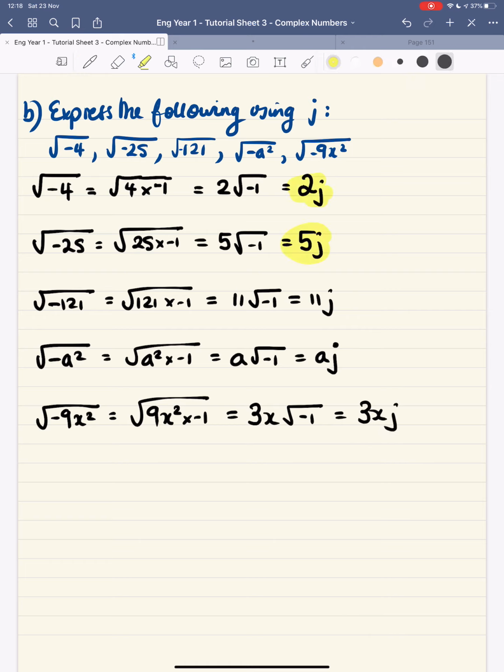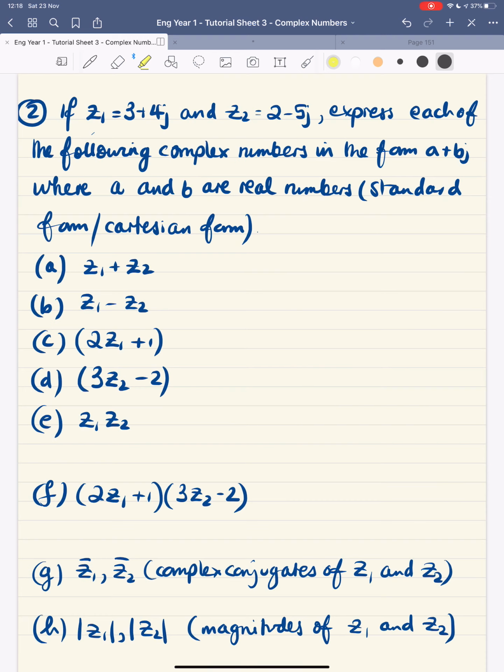Answers. Right, next one. Gosh, I hope I've left enough room here.